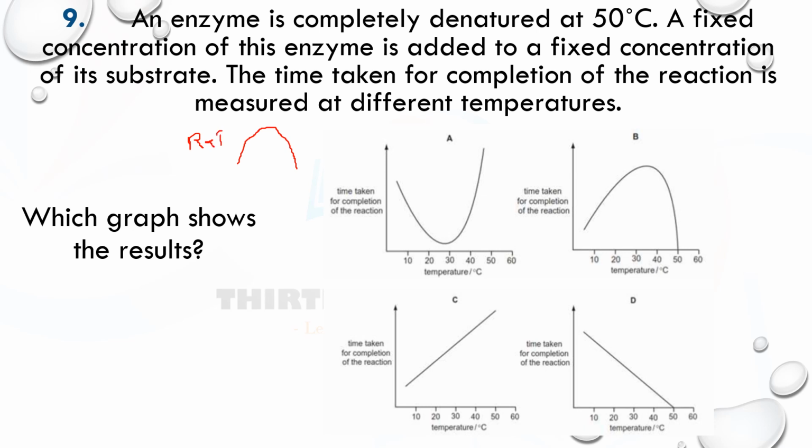So the graph will look like this. Let me draw it here. The graph will appear like this. That's temperature, that's rate of reaction. The rate of reaction will increase, and then decrease after the optimum temperature.